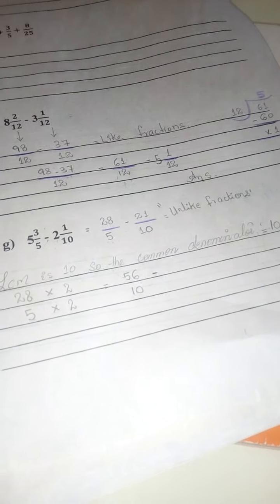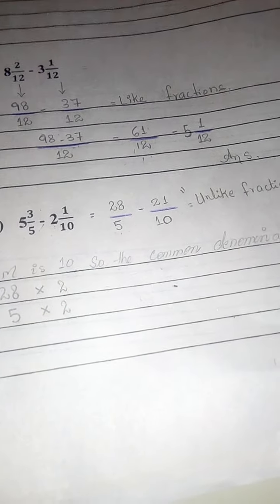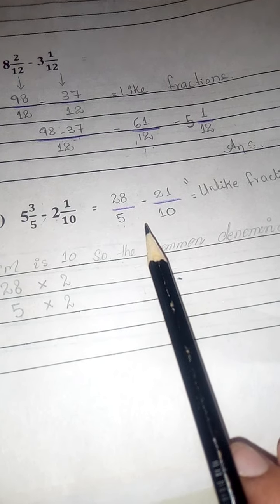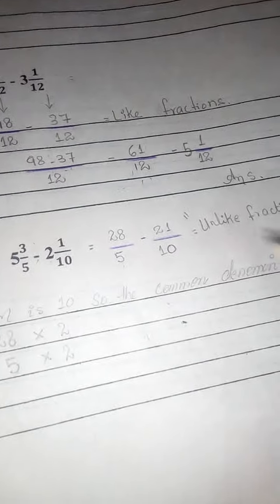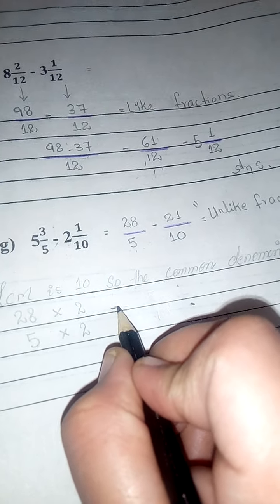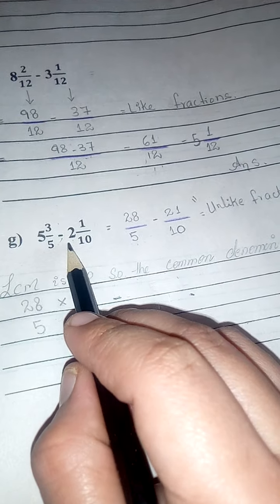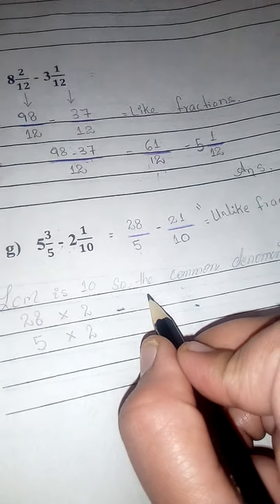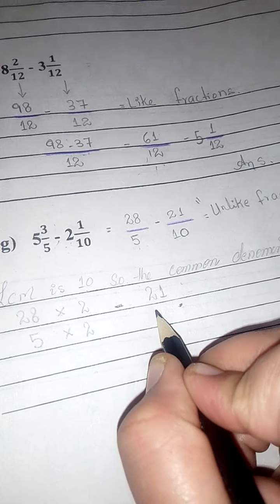Or you can do it like this also. First you make both of the fractions' denominators the same, and then you can get the answer. Now I'm going to put the minus sign in between because we have to do the subtraction. I'm going to take the next fraction, 21 upon 10.